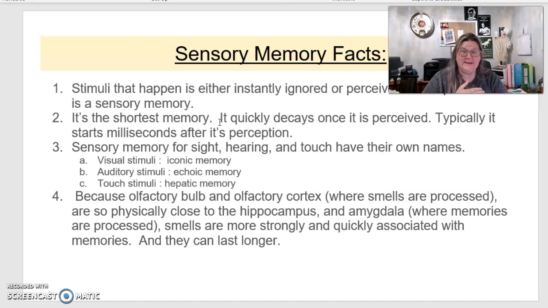Another cool fact is for our sense of smell, because the nose, the olfactory bulb, and the olfactory cortex, that's where smells are processed, is so close to the hippocampus and the amygdala where memories are processed that they feel that smells are more strongly and quickly associated with memories and that they can last longer.